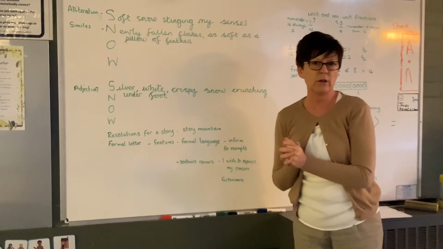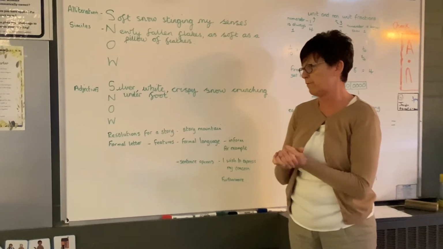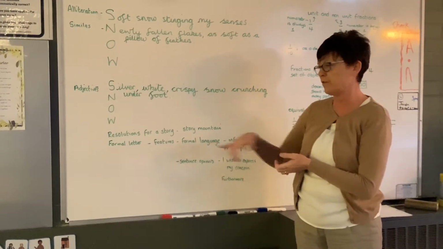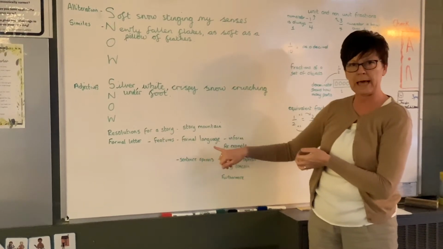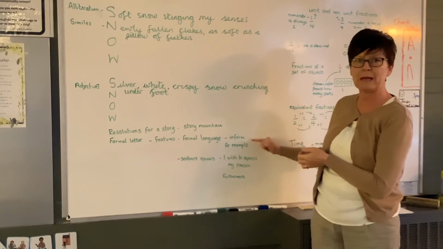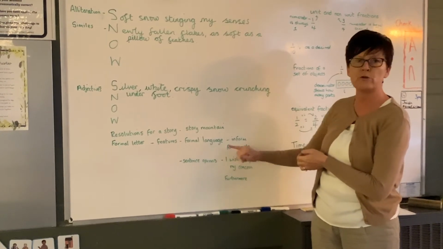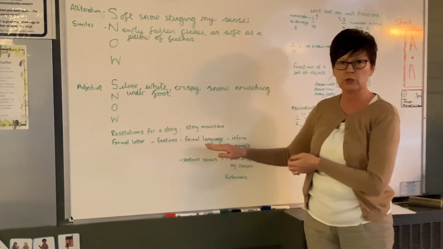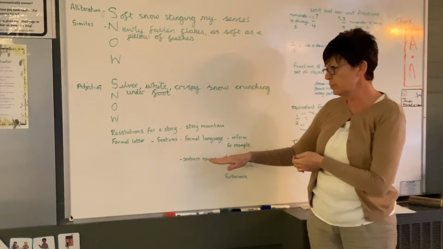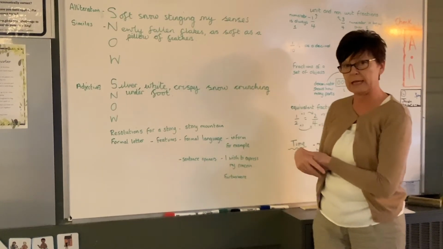And then we'll also be looking at formal letters. So we've written letters before, but they were quite informal. This time it'll be a formal letter. So we'll be looking at the features of the letter, and in particular formal language. So I've given you some examples here. If you were to use the word inform, or for example, within a letter, that would be classed as formal language. So we'd also be looking at some sentence openers, especially again for this formal letter.